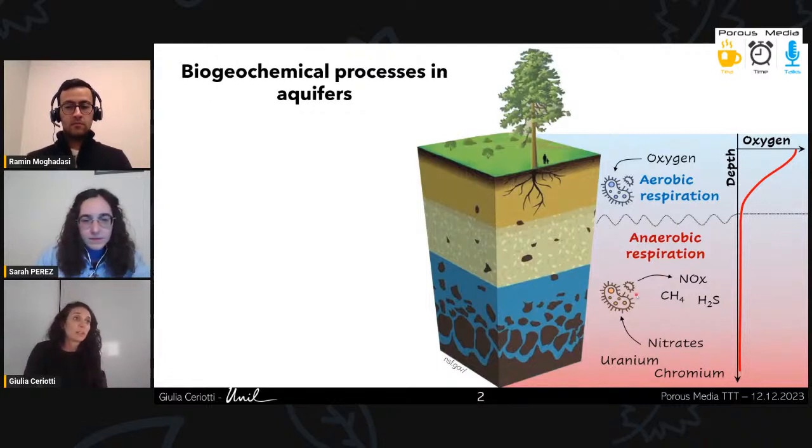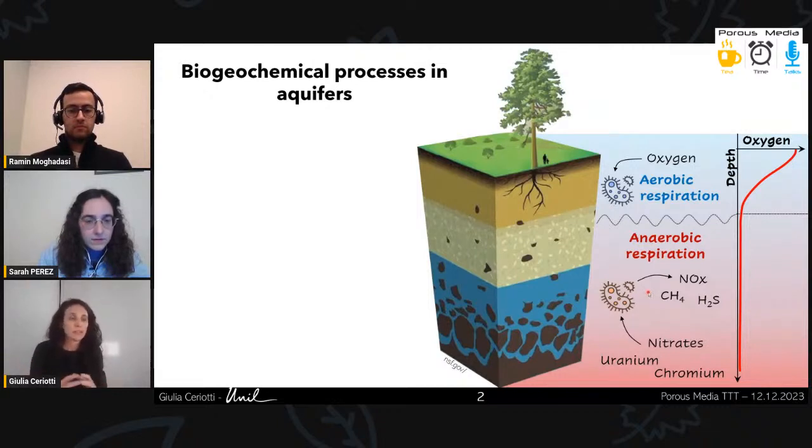So, for example, bacteria can use nitrates, uranium, chromium as electron acceptors to gain energy. And if someone is familiar with these types of compounds, you might notice that they are very important contaminants in the environment. So anaerobic respiration is known, for example, to help remediate subsurface systems. Sometimes, instead, anaerobic respiration contributes to pollution. So they're producing as byproducts, for example, greenhouse gases.